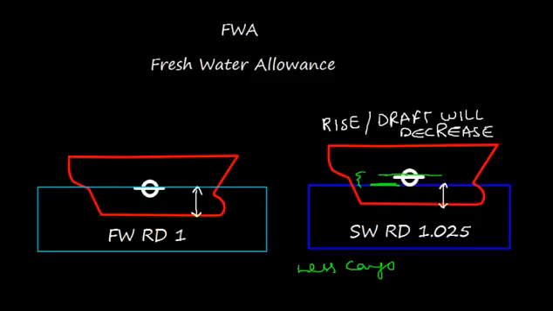We don't want that. So what do we have to do? Well, to avoid this situation, we can submerge this load line mark in fresh water itself by some amount, so that when the ship goes into salt water, she will rise up to this load line.